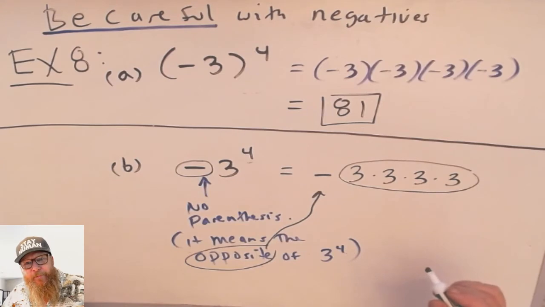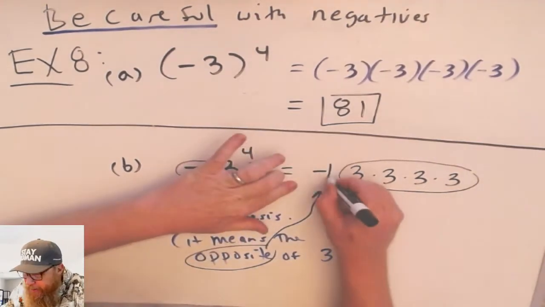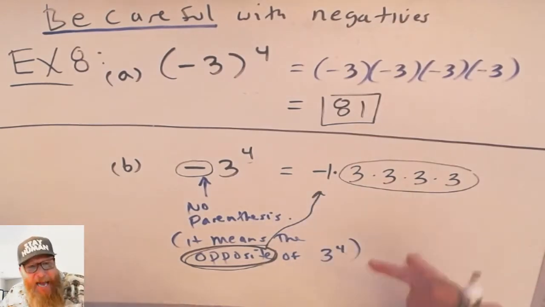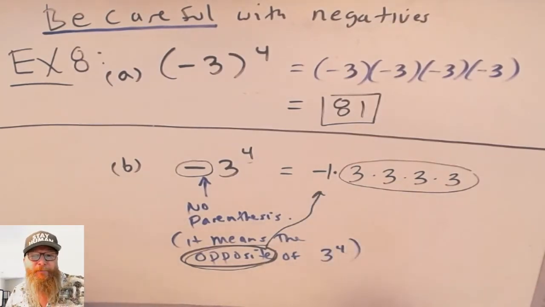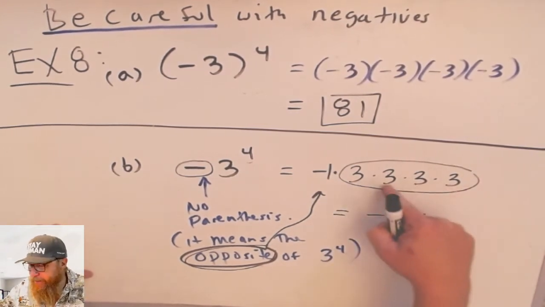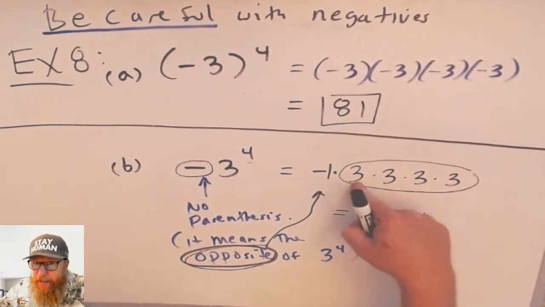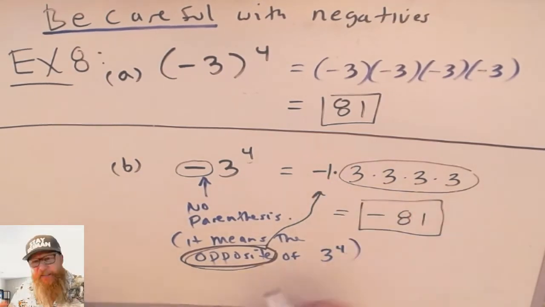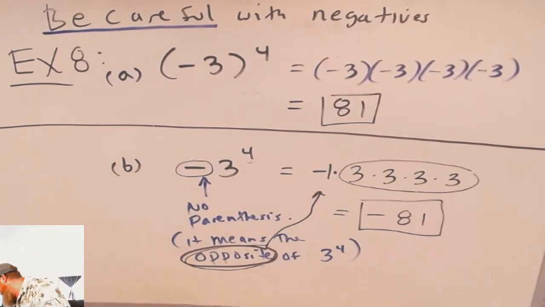And if that bothers you, you could just make it a negative 1, because we talked about that. Multiplying by negative 1 gives you the opposite. So that would give you 3 times 3 times 3 times 3. That would be 81. And then times negative. There's only one negative. So the result is negative 81. Okay.